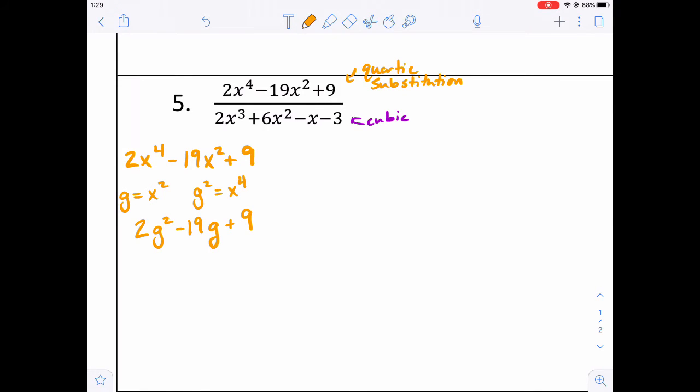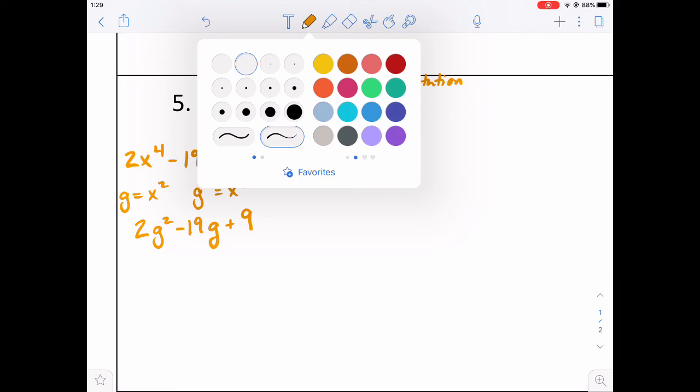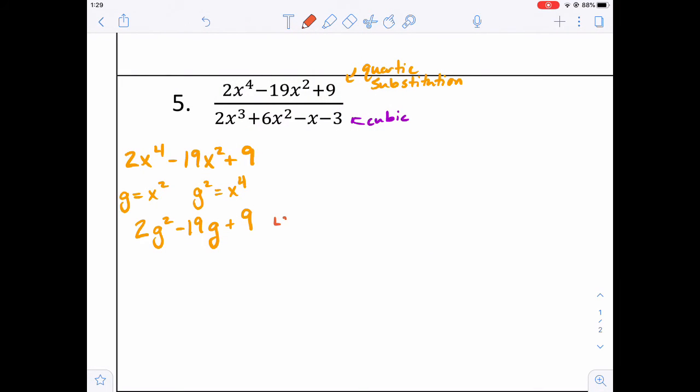This has a leading coefficient that's not 1. Our leading coefficient is 2, so that means we need to do slide and divide, or whatever method you prefer. If you don't do slide and divide, that's fine. But if you do slide and divide, make sure you actually divide. That's where we tend to make our mistake. 2 times 9 is 18. Factors of 18 that add up to negative 19 are negative 1 and negative 18.